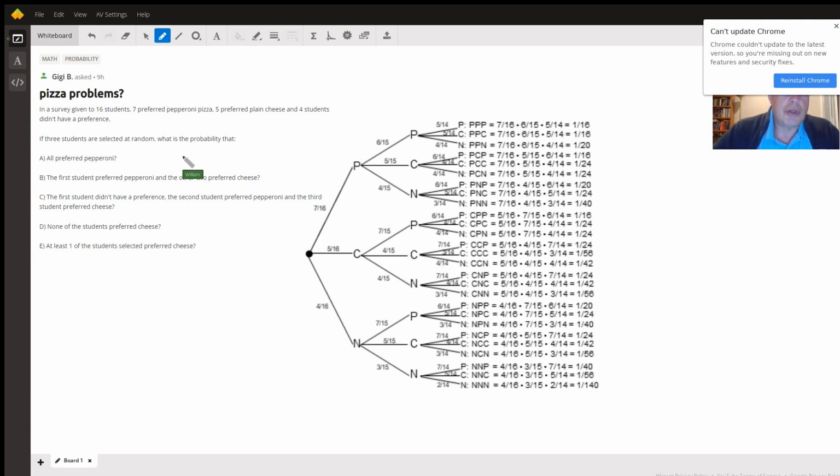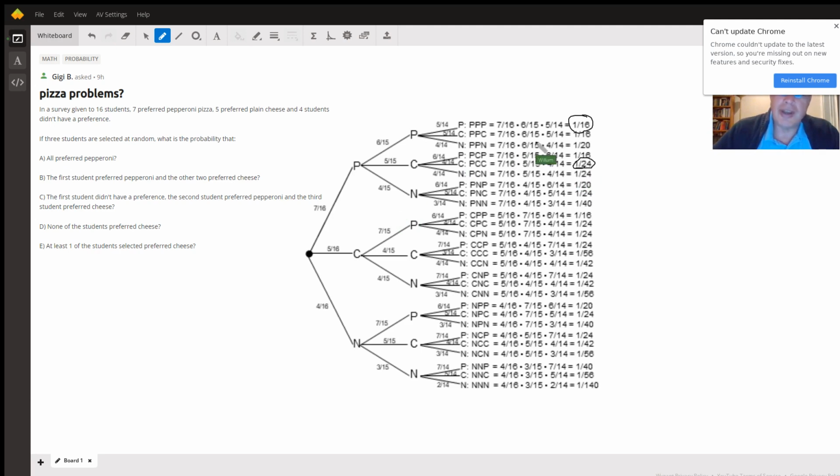If you're looking for the scenario where all 3 students preferred pepperoni, it's right here on the top, pepperoni, pepperoni, pepperoni. So the probability of that happening is 1 out of 16. For the second question, the first student preferred pepperoni and the other 2 preferred cheese. Well, that's right here, pepperoni, cheese, cheese. So the probability of that happening is 1 out of 24.